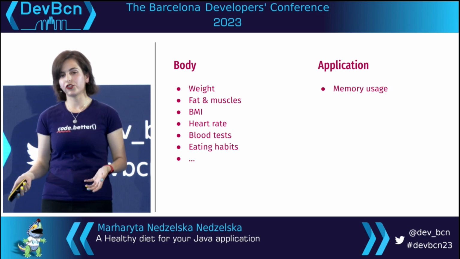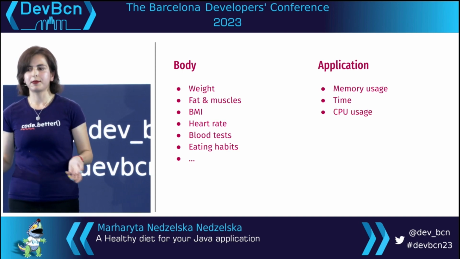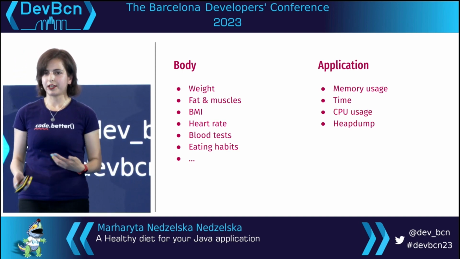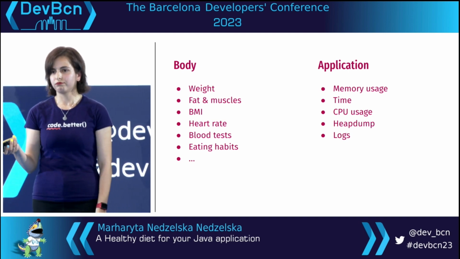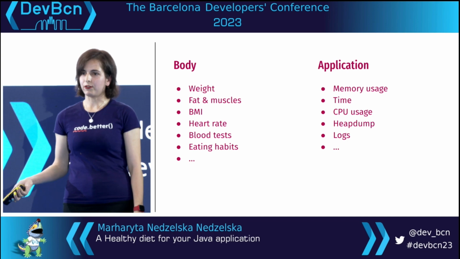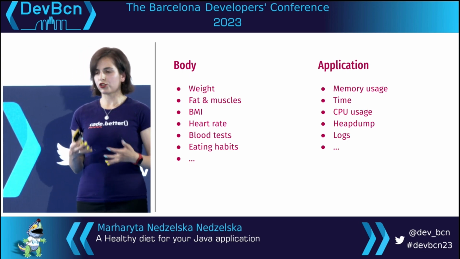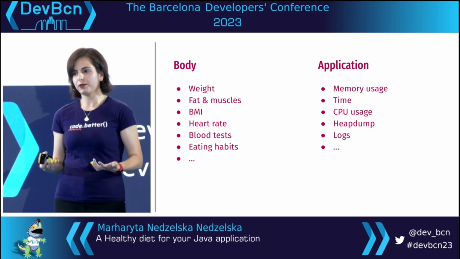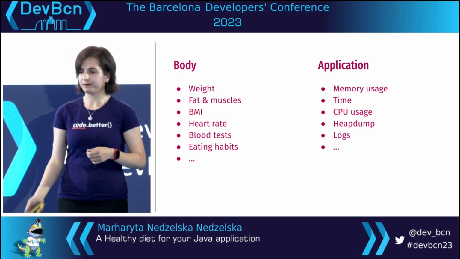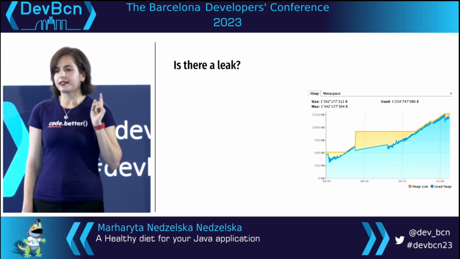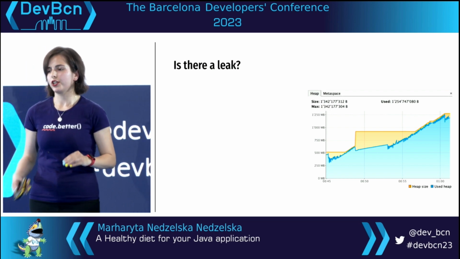And for an application, you can track your memory usage, time, CPU usage. You can generate heap dumps to actually see what's inside the heap. You can look into logs, and so on. As much as possible, you should collect the metrics, so you can have the full picture of the problem. Because it's extremely important to understand that just memory usage is not enough.